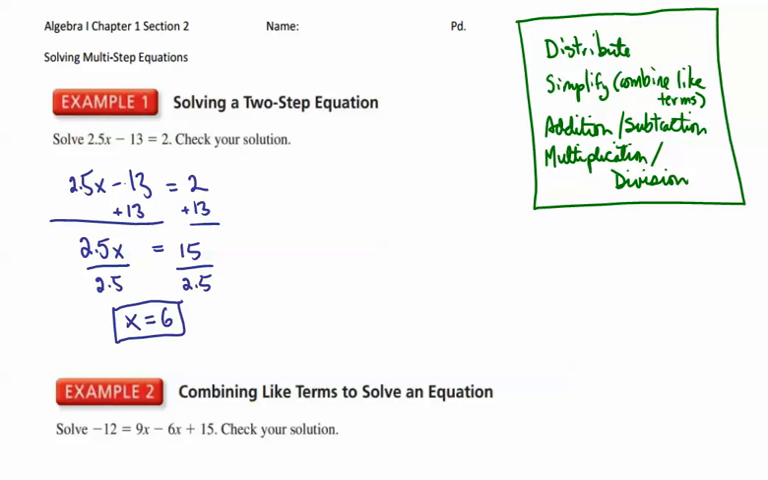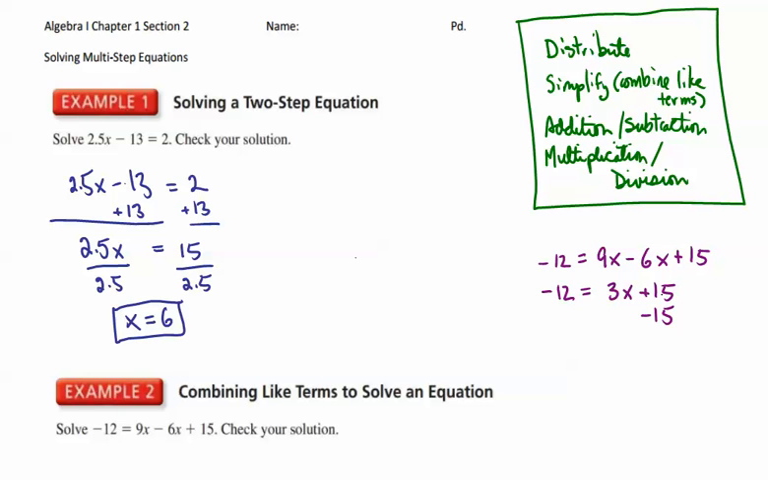Okay, then we'll continue with the second example. In the second example, we have negative 12 is equal to 9x minus 6x plus 15. And here we see that we actually do have like terms that can be combined before we begin to isolate the variable using the addition, subtraction, multiplication, division properties of equality. So first thing we can do is 9x minus 6x, which gives us a total of 3x plus 15, and a negative 12 on the left side.